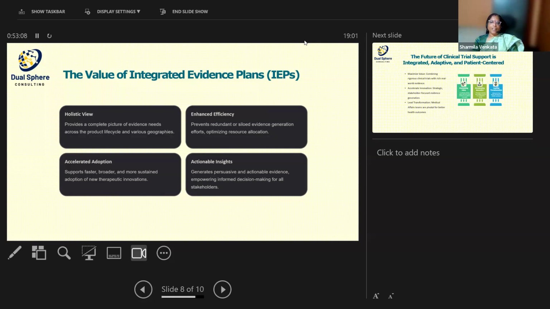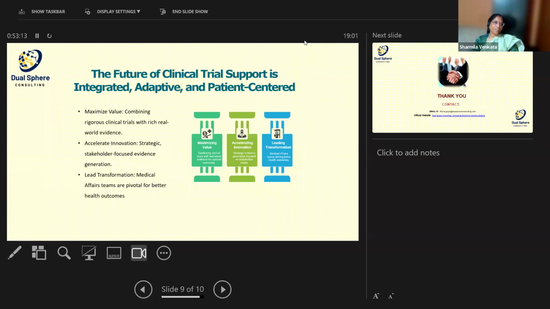Okay, and next, this brings us to the future: integrated, adaptive, and patient-centered trial support. This integrated approach, where evidence is coordinated and stakeholder needs are anticipated, is shaping the next generation of how we plan and execute clinical and real-world studies. And here comes the future of clinical trials.